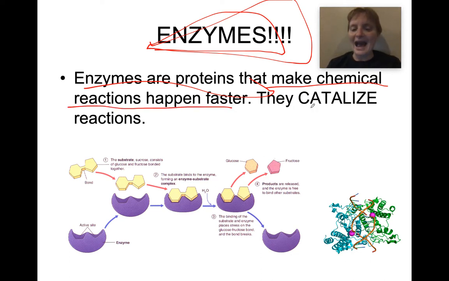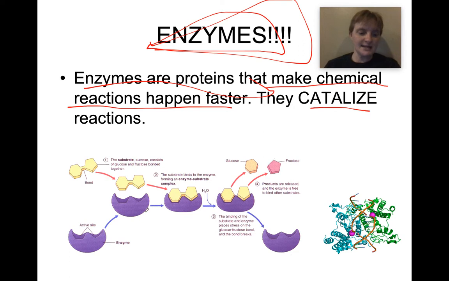They catalyze. Catalyze means to speed up, okay, to make things happen faster. So I always say enzymes are proteins that make chemical reactions happen faster. I want you to memorize that and say that to yourself before you go to bed. Enzymes are proteins that make chemical reactions happen faster. That's what they do. They're very important.